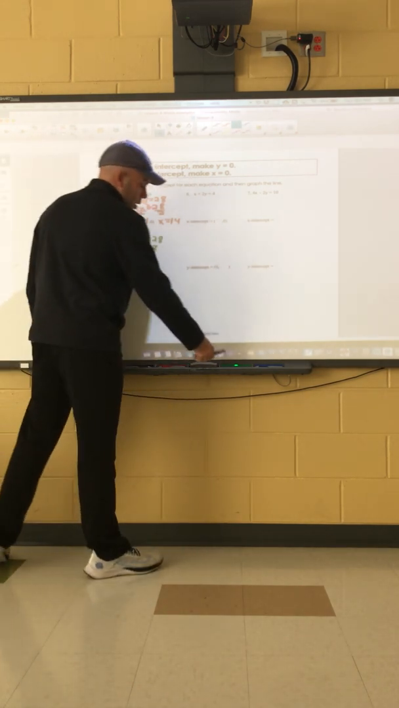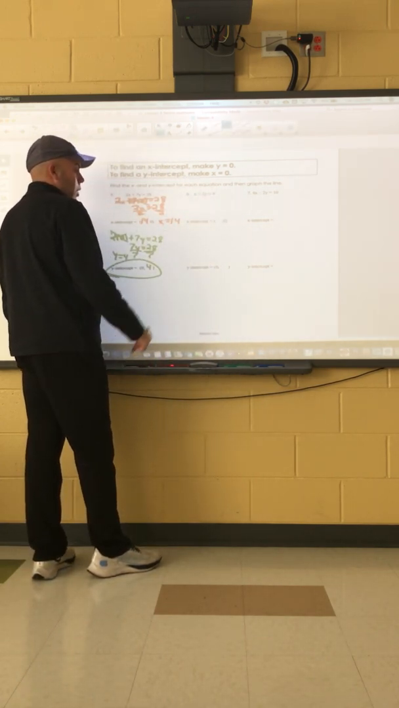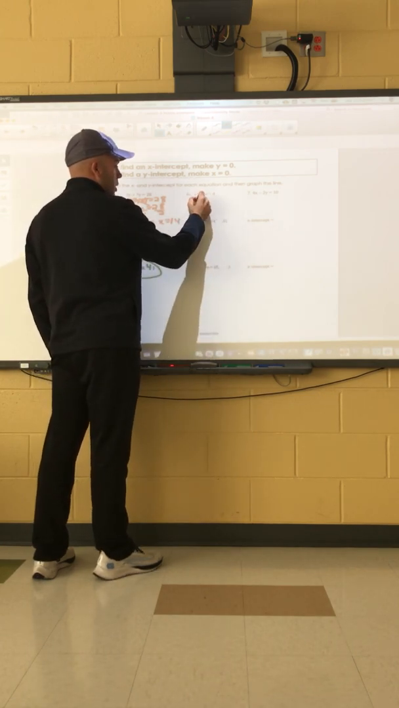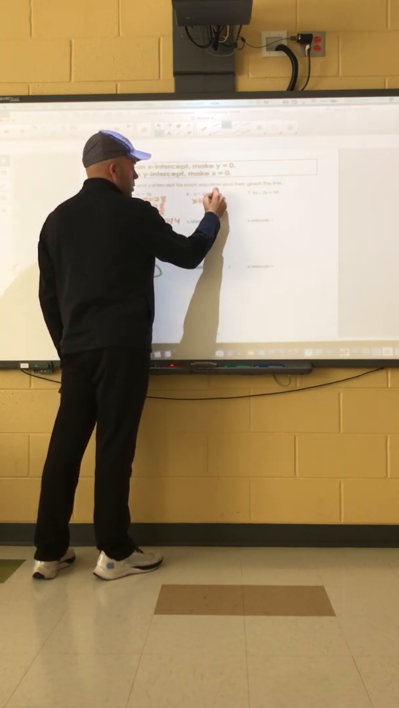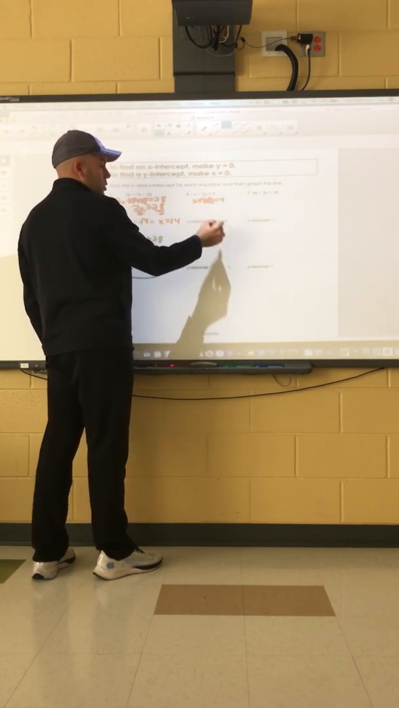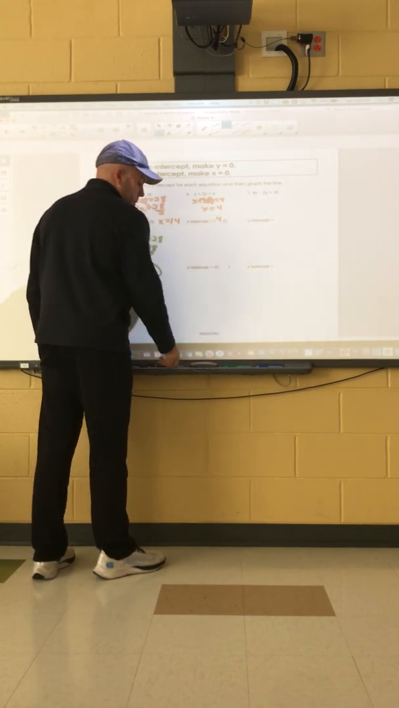Let's show that a couple more times here. Here I see x + 2y = 4. How would I find my x-intercept? I'm going to plug a 0 in for y. So it reads x + 2 times 0 = 4. Again, anything times 0 is canceled because it's just 0, so I get x = 4. That's it, I'm done. (4, 0).